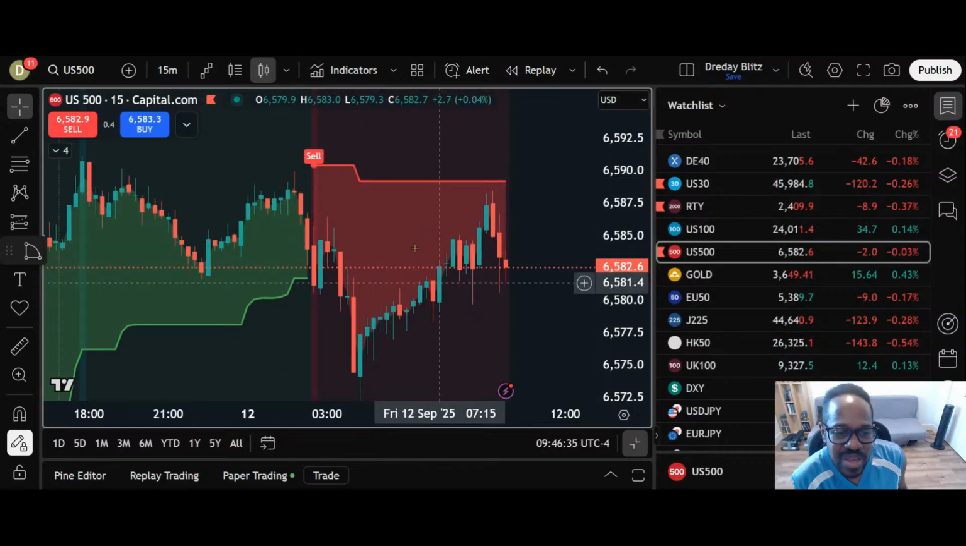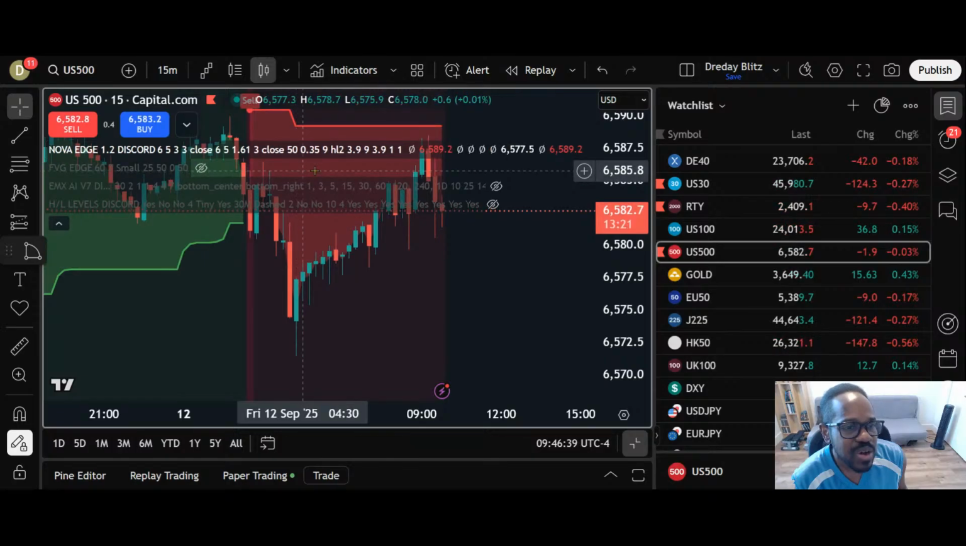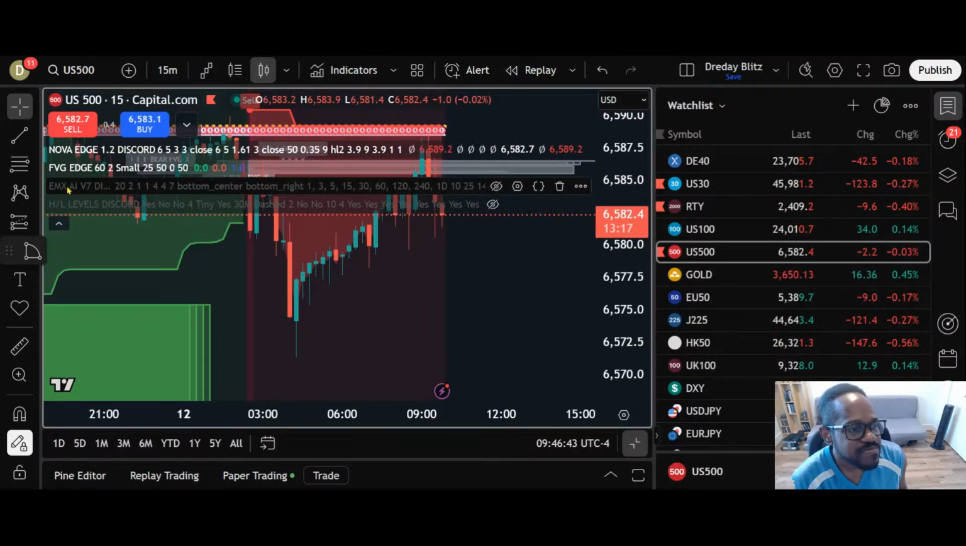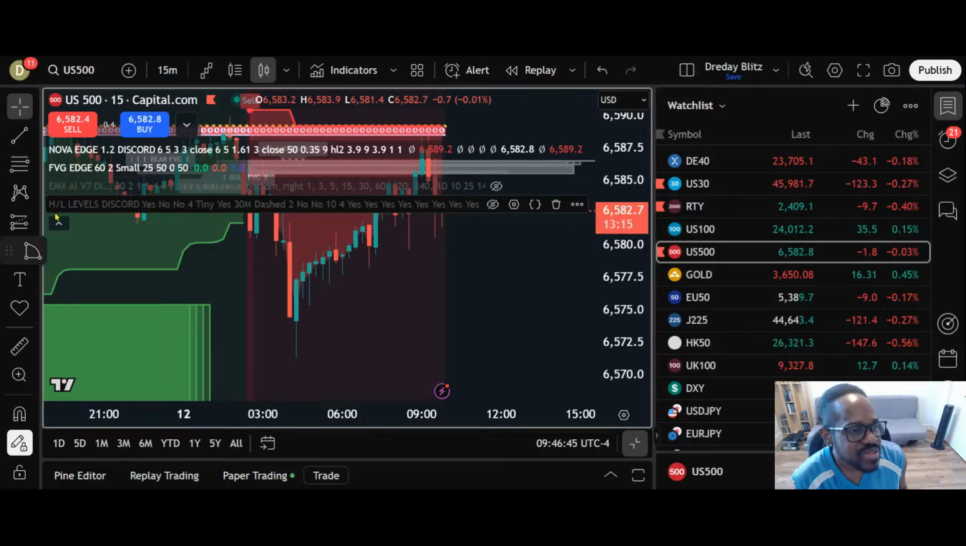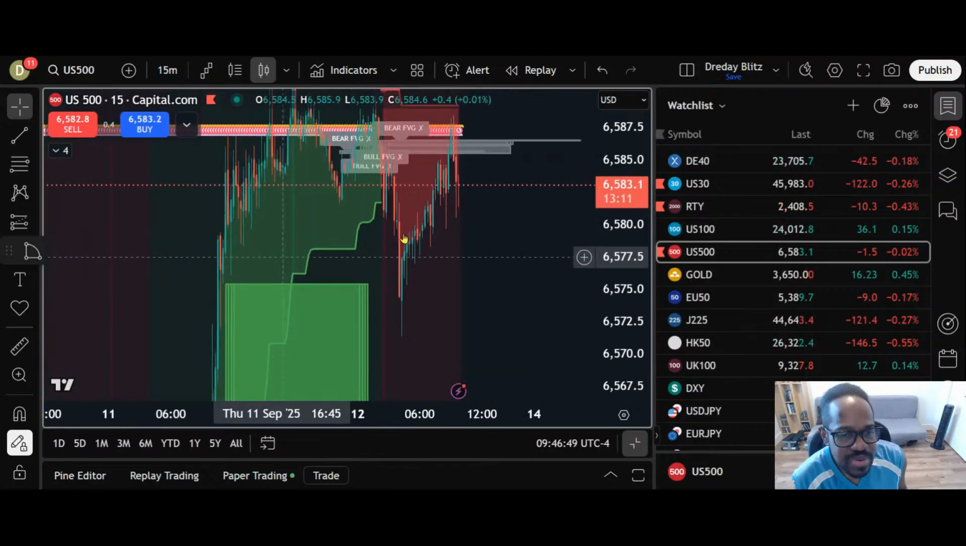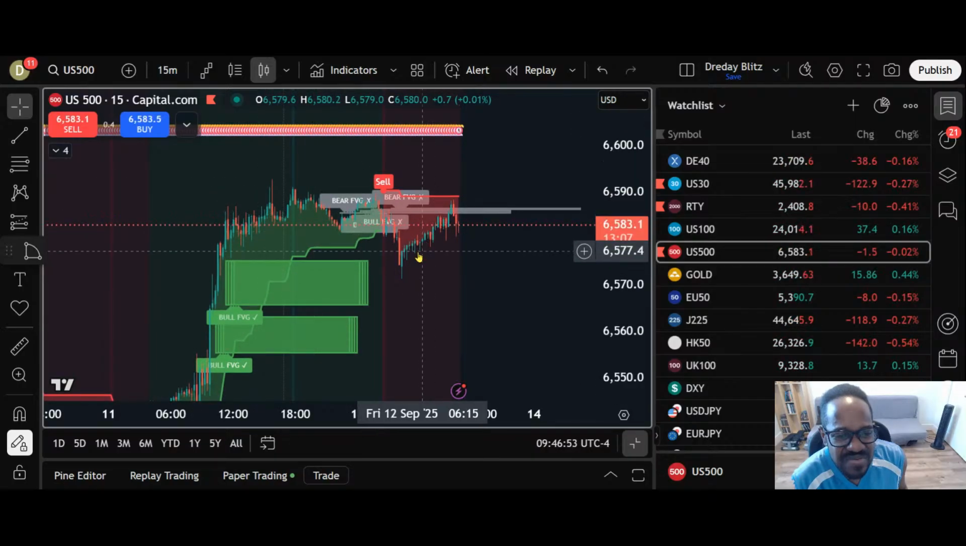I'm pretty sure we have a fair value gap here at the bottom. If I open my fair value gap, this is a higher time frame fair value gap. It did go to that 1 hour one here. Even though it closed, it stopped here. It was still bullish here.